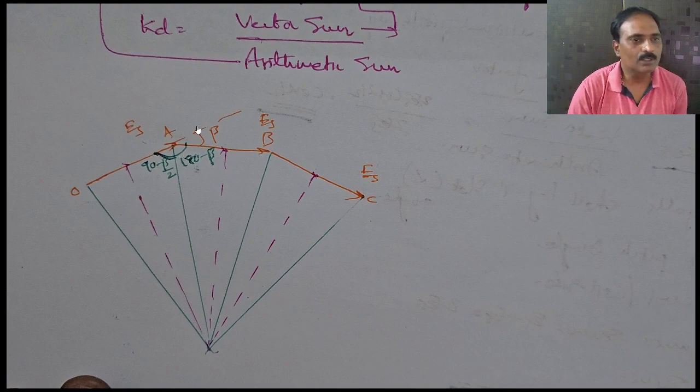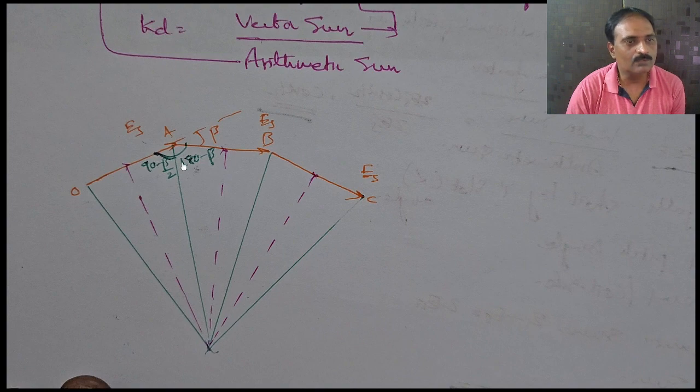Let me be more clear. If this angle is beta, this will be equal to 180 minus beta, because this total angle will be 180 degrees, and here this will be exactly 1/2. So 180 minus beta is the total angle. This will be divided by 2, which gives you the value of 90 minus beta by 2. So this angle will be 90 minus beta by 2.